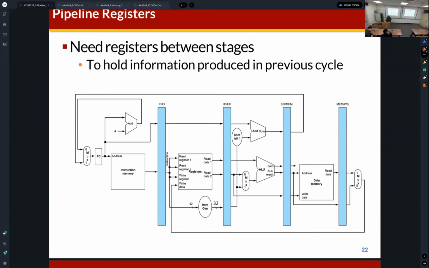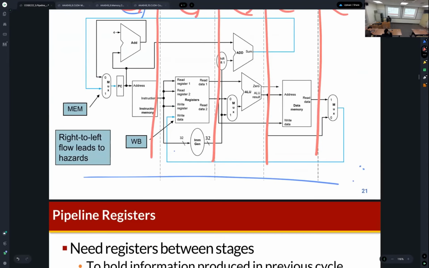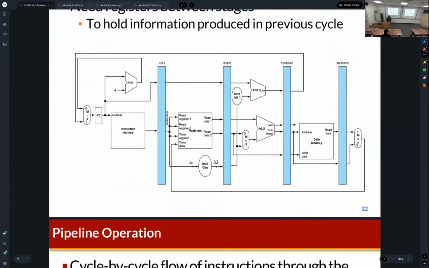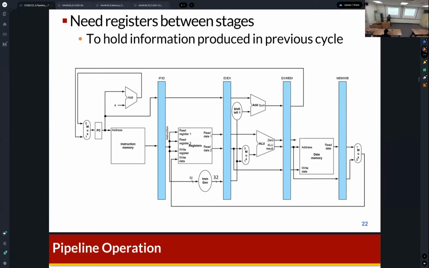In a single cycle processor, the clock cycle looks like this, right? So from the instruction fetch step to the write back, the clock cycle looks like this. But in the pipeline architecture, we split the single stage of the single cycle processor into multiple stages, which means that the clock cycle looks like this.